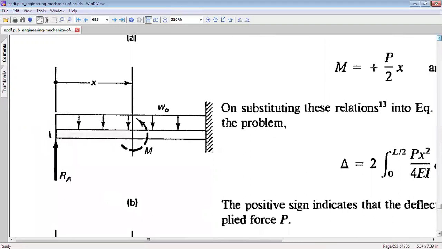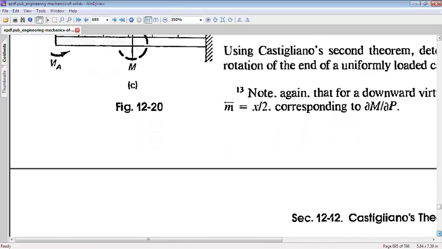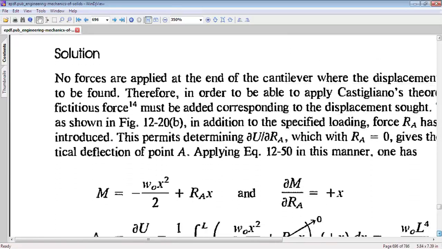Yes, here we have a beam in which there is a reaction RA at one end and fixed at another end. We want to find out how much would be the reaction RA. And this beam is experiencing a uniformly distributed load, capital W naught. Now let us see how Castigliano's theorem can help us in solving this statically indeterminate system.